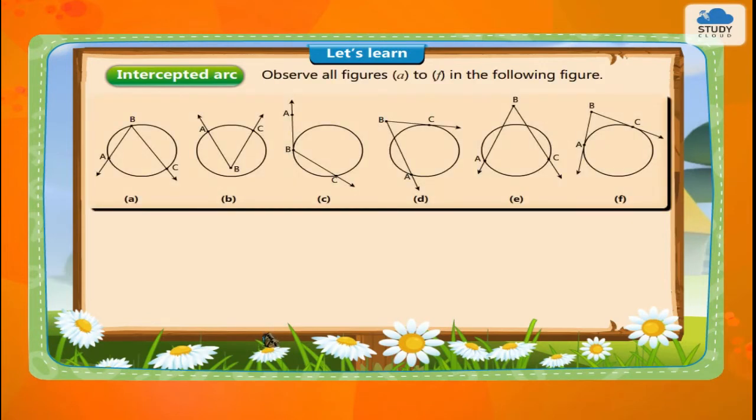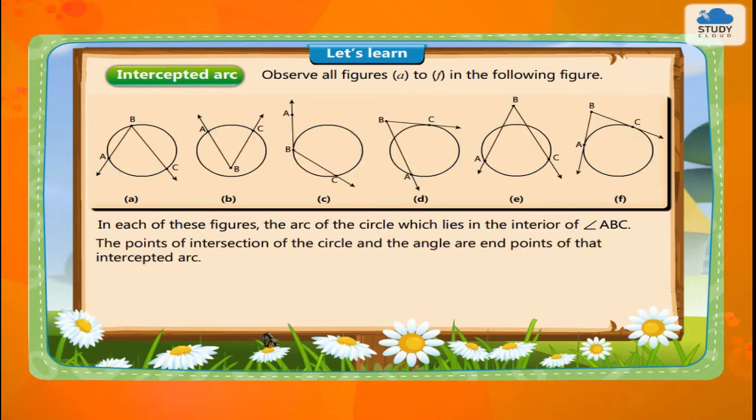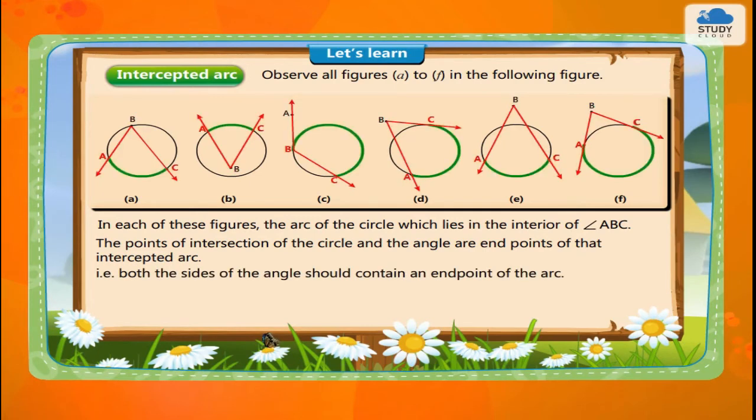Intercepted arc. Observe all figures A to F in the following figure. In each of these figures, consider the arc of the circle which lies in the interior of angle ABC. The points of intersection of the circle and the angle are endpoints of that intercepted arc. That is, both the sides of the angle should contain an endpoint of the arc.